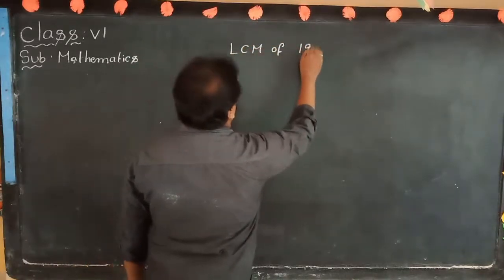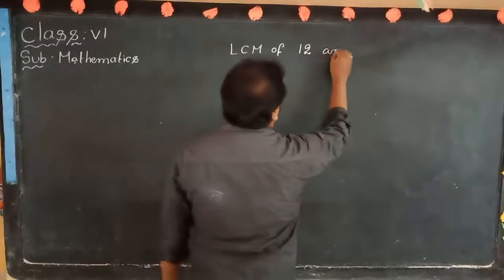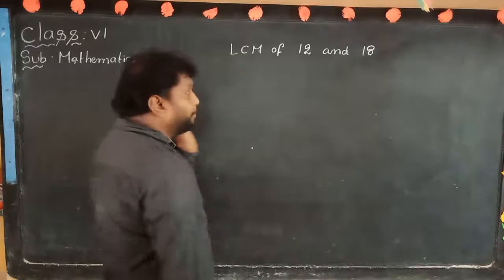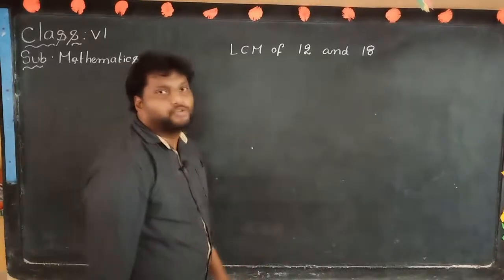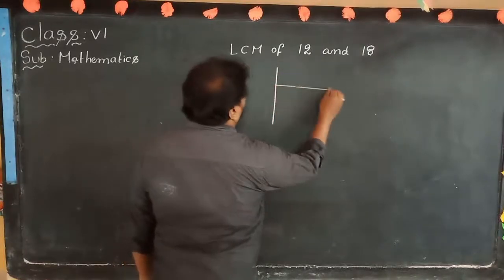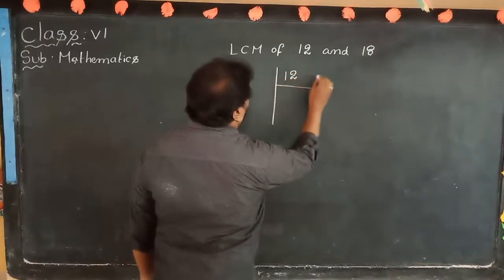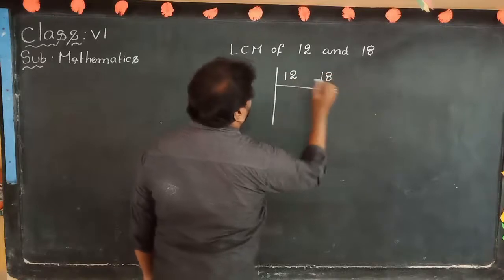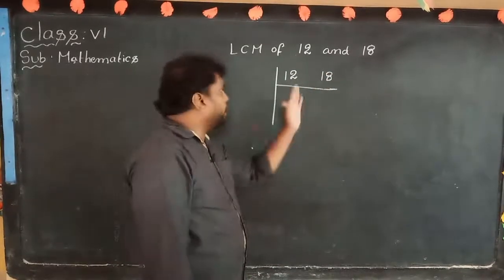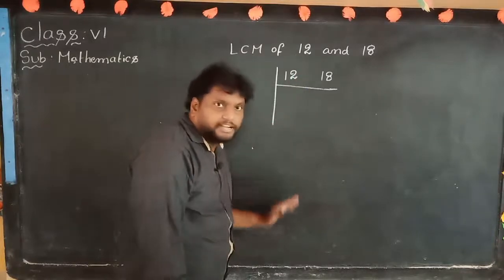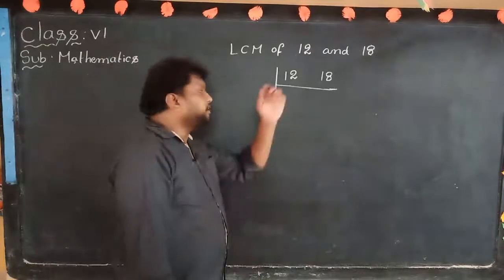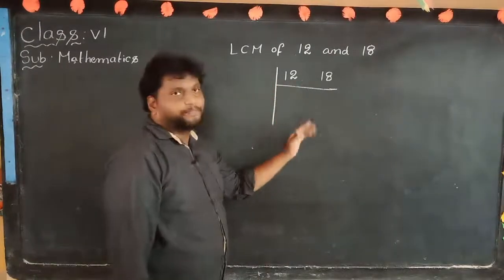LCM of 12 and 18. For this we have to use the division method. Write 12, 18. In the prime factorization method we take the numbers separately, but in the division method we are using the prime factorization process only, and we take them at a time.